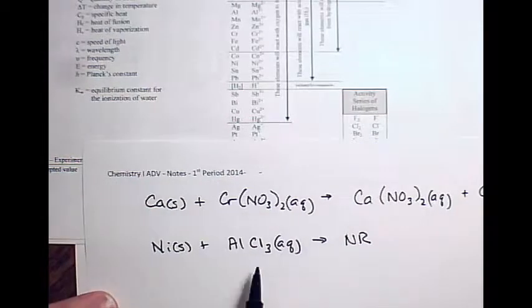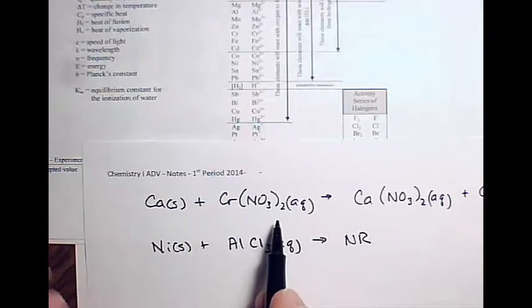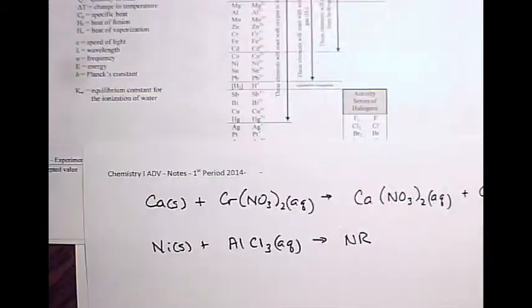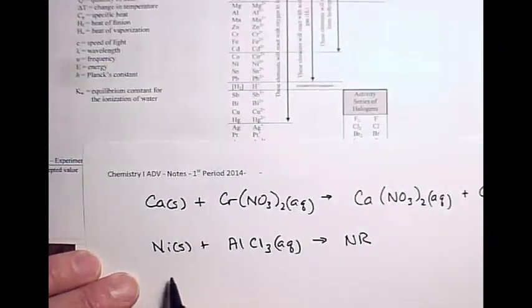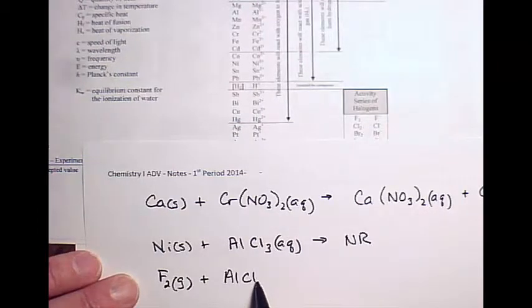Let me give you an example of a halogen. So I've got aluminum chloride here. Let's use that again, but use it in the halogen sense, because chlorine is one of the halogens here, okay? So instead of using nickel here, let's put some fluorine gas. And we're going to bubble that through a solution of aluminum chloride.